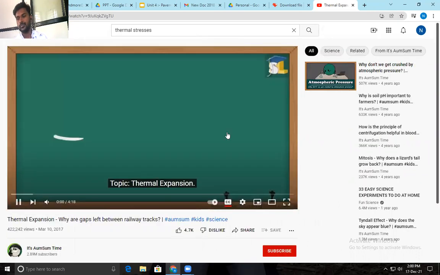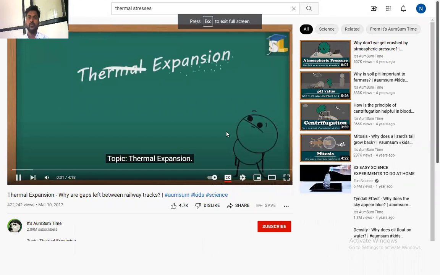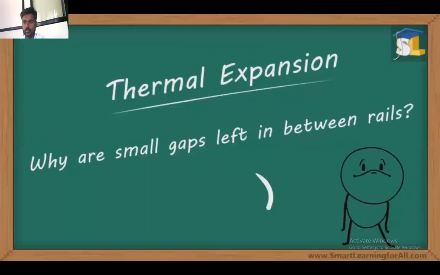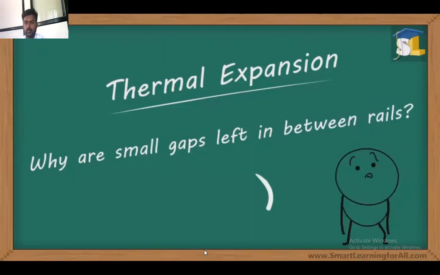Topic: Thermal expansion. Why are small gaps left in between rails? Don't know the answer? No worries. We shall find the solution.